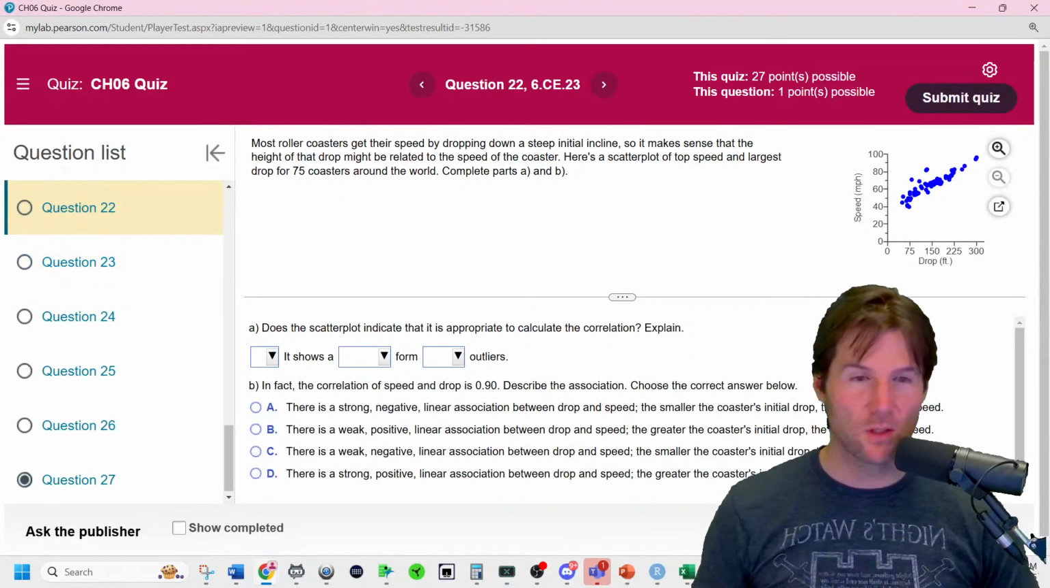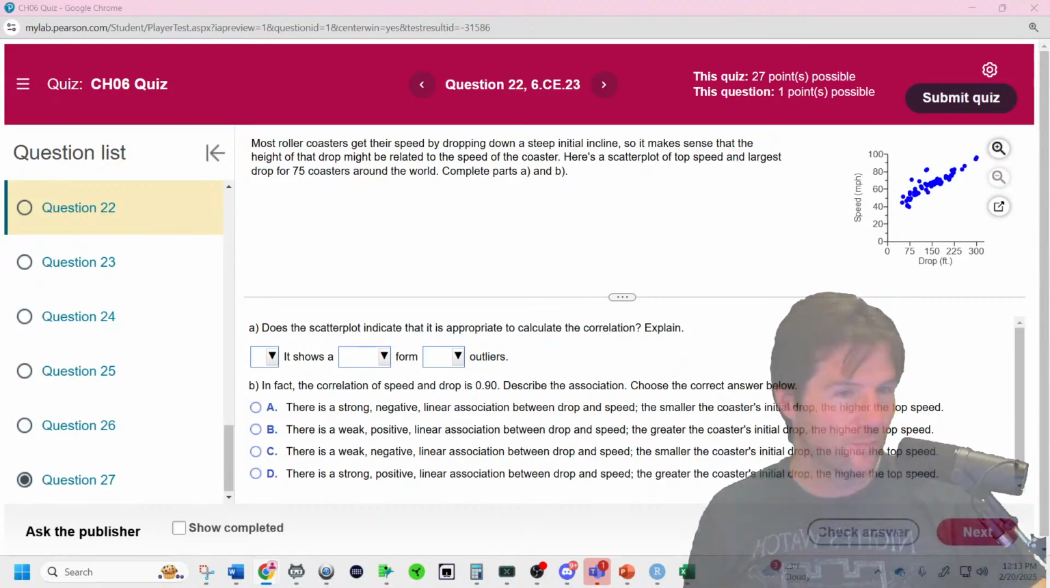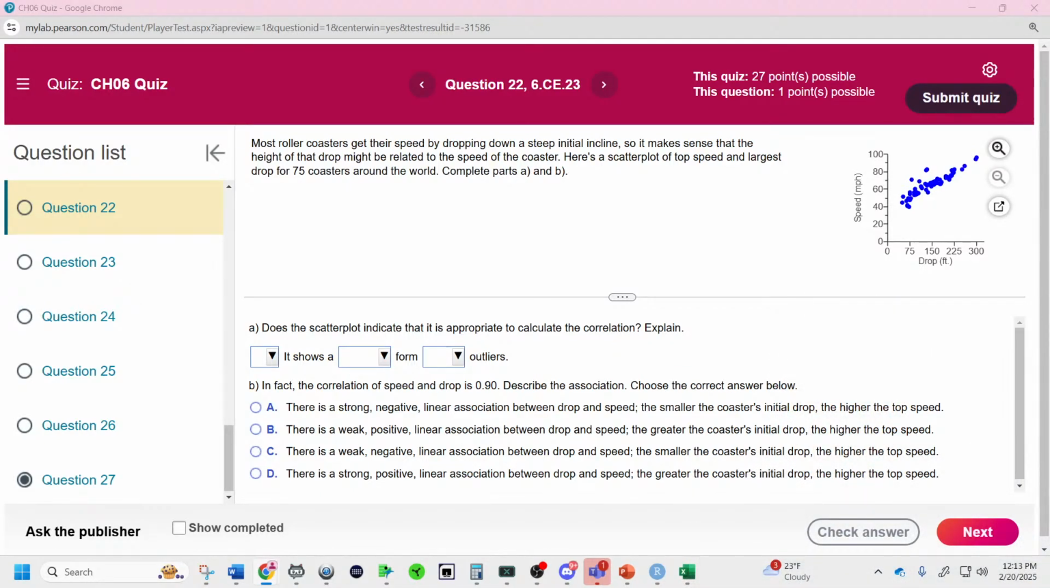Most roller coasters. Here it is. Most roller coasters. I think this one is a... Not that I ever get this one wrong. We'll find out. There we go. This one, awesome. Thank you so much.